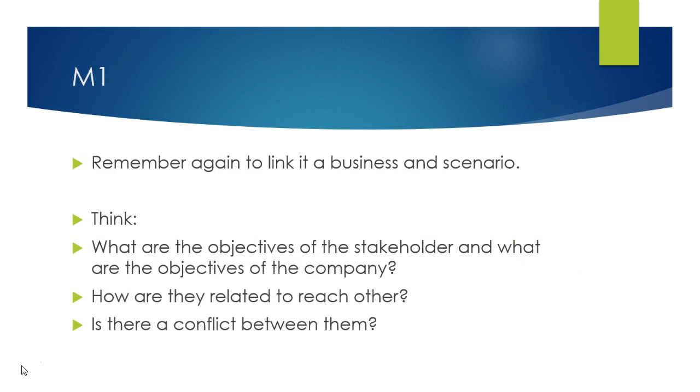So M1, again remember to link it to a business and scenario. It needs to carry on. Think what are the objectives of stakeholders and what are the objectives of the company. Basically how are they related to each other, and also is there a conflict between them. You need to make sure that's quite clear in your assignment, okay?